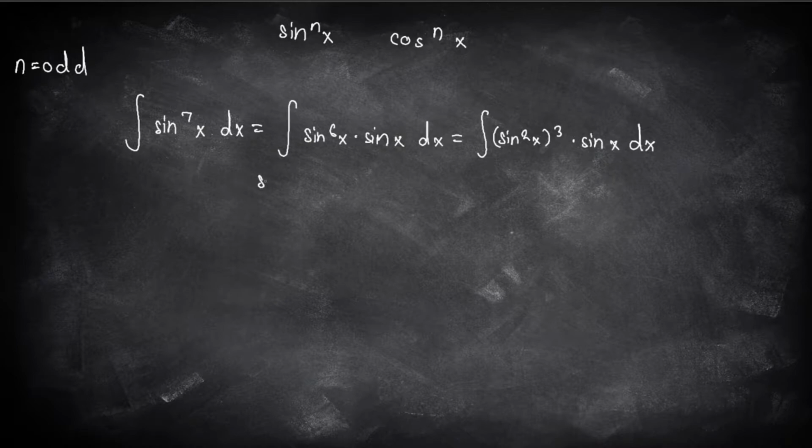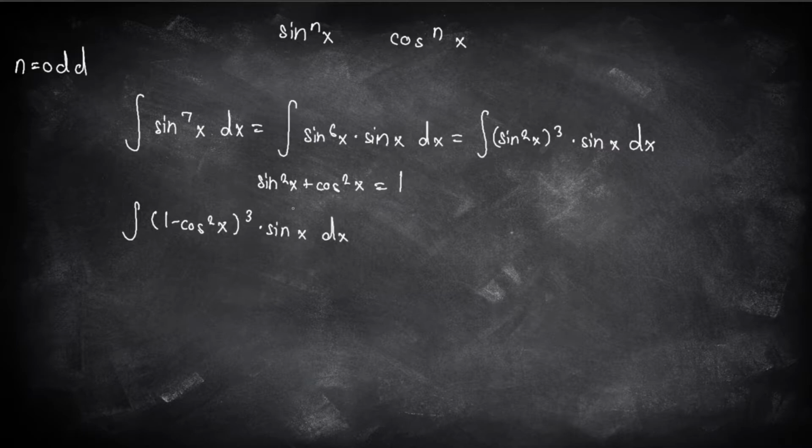Now we're going to use our trig identity, which is the Pythagorean one: sine squared of x plus cosine squared of x equals 1. Since we have the sine squared of x, we're going to substitute 1 minus cosine squared of x to the power of 3 times sine of x dx. If it was cosine of x, you would substitute 1 minus sine squared of x.